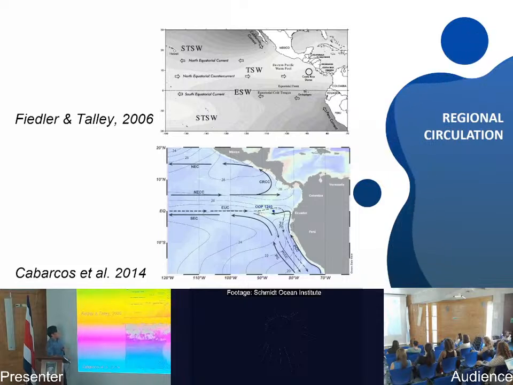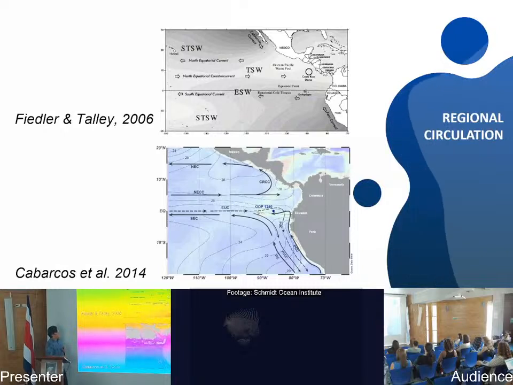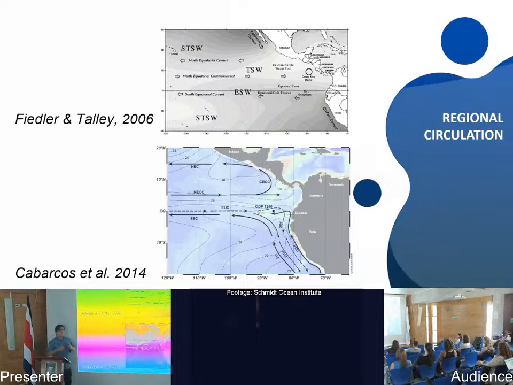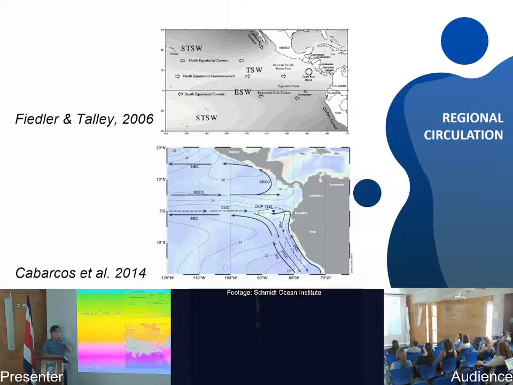Then here you can see a more recent overview, and you can see that what we call the Costa Rica Coastal Current is identified, which is something that is still being debated in the literature and by scientists, because sometimes it's very easy to identify, and other times it's not.